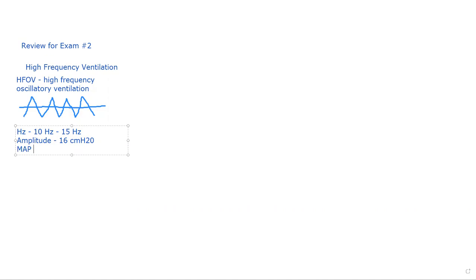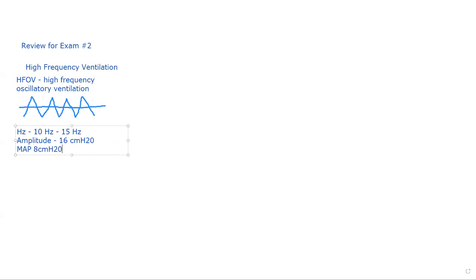And we start off with neonates with 8 centimeters water for the mean airway pressure. And of course, you just don't put a number in there. It goes according to your chest x-ray. You want to see the diaphragm at the level of the 9th to 10th rib. That shows that you've got a good mean airway pressure.